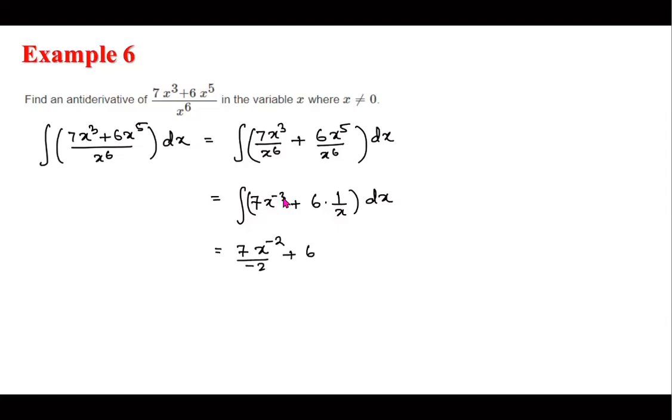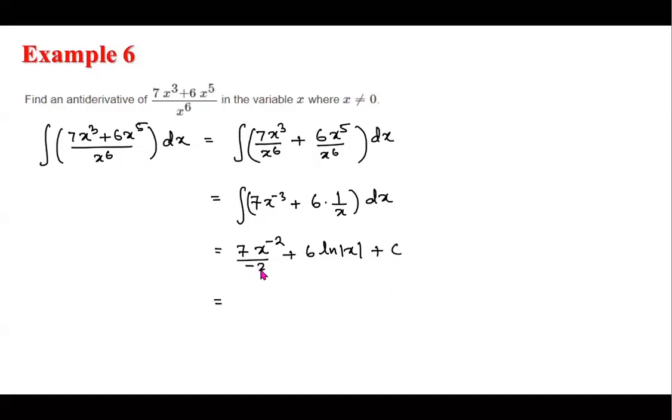Okay, and then plus integration of 1 over x is the natural log of absolute value of x, because the derivative of natural log x is 1 over x. We do the reverse. And then at the end, because this is the indefinite integral, we add plus c. So let's simplify to get the final answer.